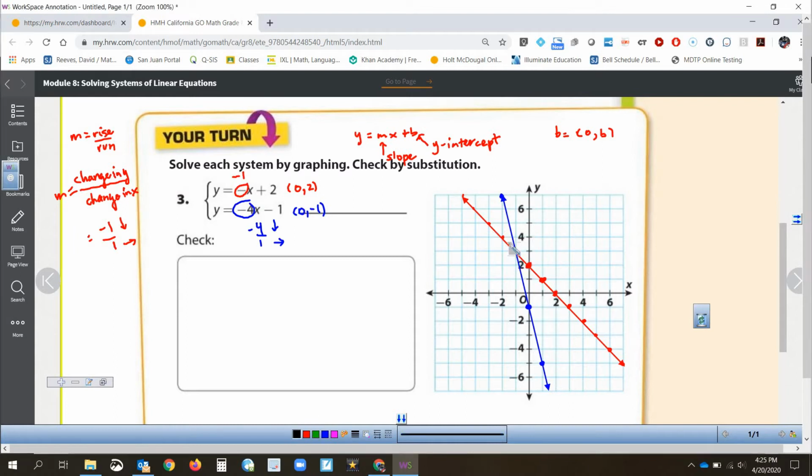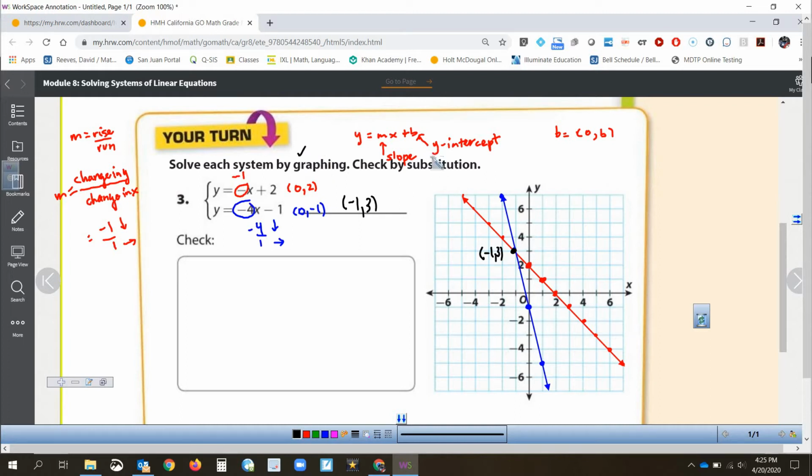That black point I just made is on both the red line and the blue line. Therefore, it makes both equations true. And that point is (-1, 3). So the solution to this system is (-1, 3). So we solved it by graphing.